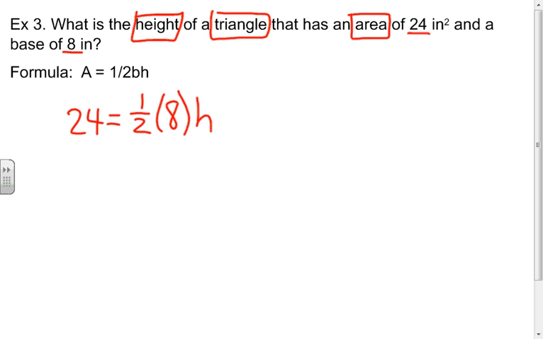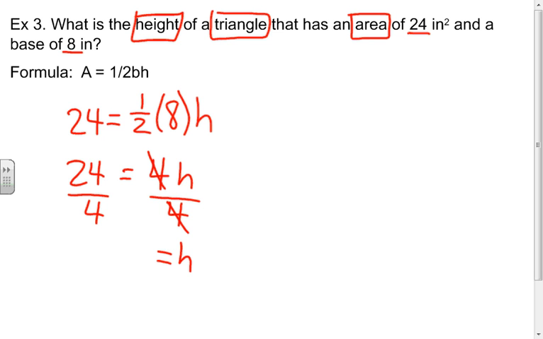Okay? Now, in order to solve for h, in order to get h by itself, the first thing I'm going to do is multiply the 1/2 and the 8. Okay? So half of 8 would be 4. I haven't done anything with the h or the 24 yet. H is my variable. It's being multiplied by 4, so I need to divide by 4. And multiplying by 4 and dividing by 4 are inverses, so they cancel. 24 divided by 4 is 6.